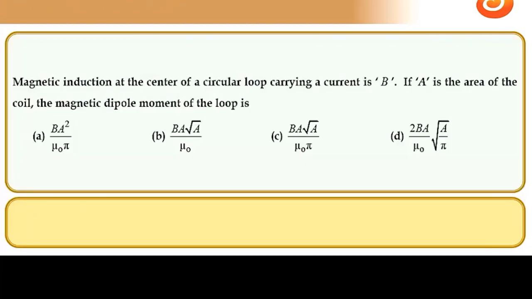Example 4. Magnetic induction at the center of a circular loop carrying a current is B. If A is the area of the coil, then the magnetic dipole moment of the loop is? So it's a circular loop and the magnetic field is B. A is the area of the loop.